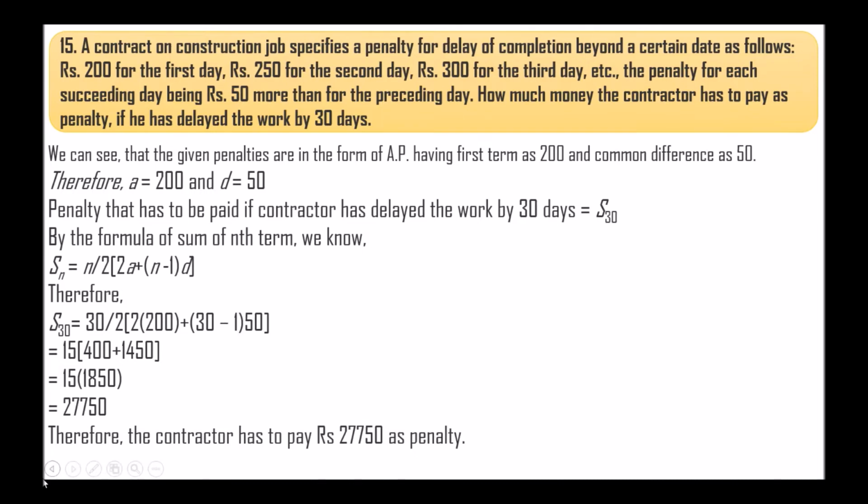We can see that the given penalties are in the form of an AP having first term 200 and common difference 50. Therefore, a is 200, d is 50. The penalty to be paid if the contractor has delayed the work by 30 days is S30. We will put the formula of Sn and we will get S30 as 27,750. So the contractor has to pay rupees 27,750 as penalty.